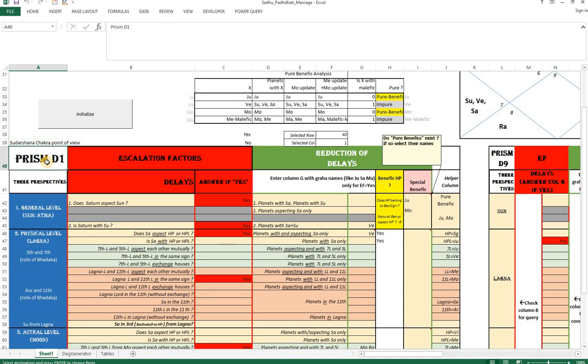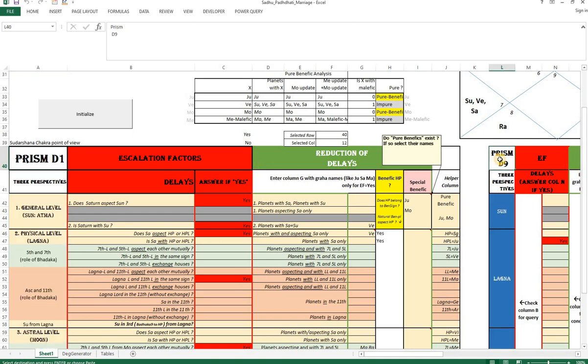As I said, it is all Sudarshana Chakra point of view. So the prism 1 is the chart of the main chart, which is D1, and also another prism is the chart of interest, like marriage, if it is marriage D9, if it is children it is Saptamsa, if it is profession D10, and all that you have to look into.